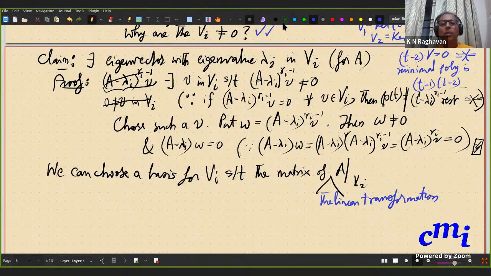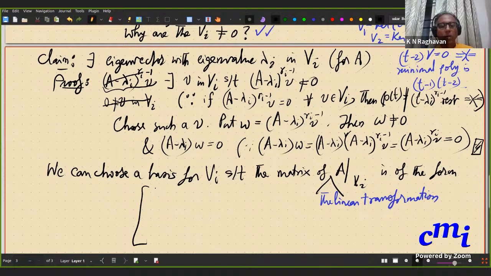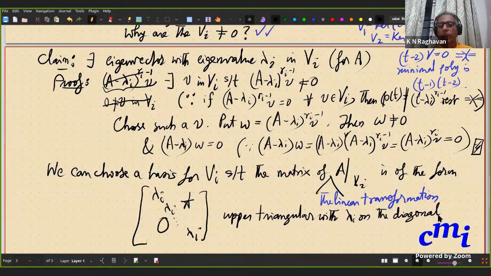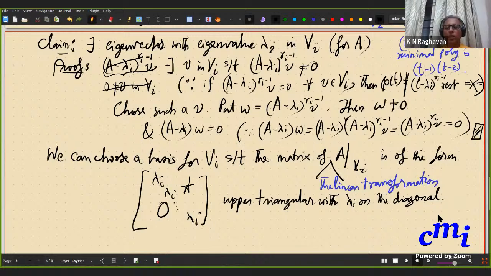is of the form lambda I on the diagonal, with some stars above and 0 below. So this is upper triangular with lambda I on the diagonal. Okay, let me do this.